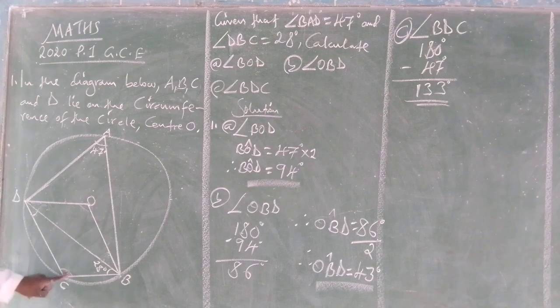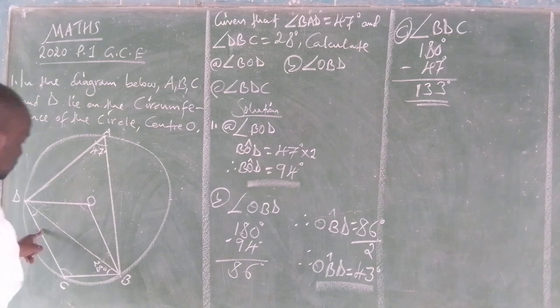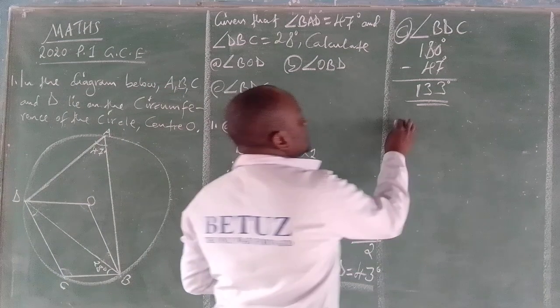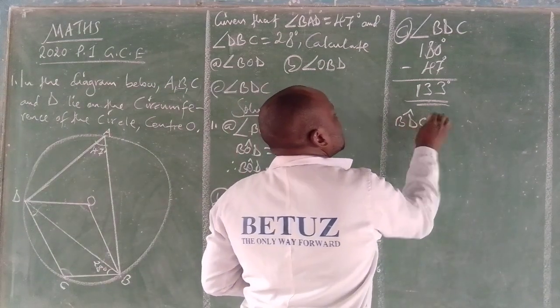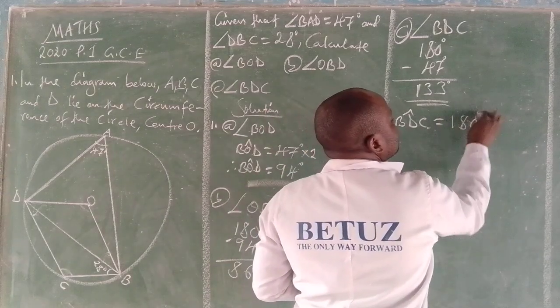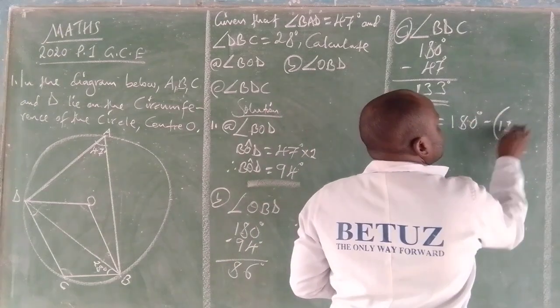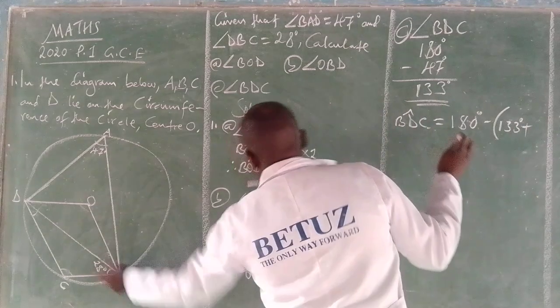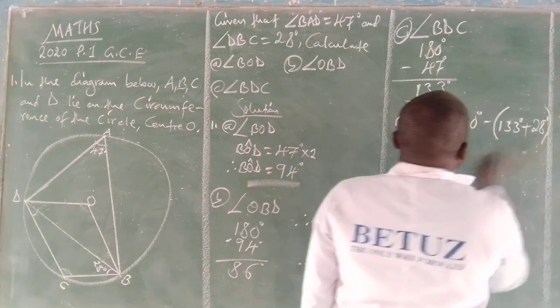So now, if this is 133, then now, to find the angle that we need here, we are going to consider what we call this triangle BDC, the triangle inside here. So now we all know that the sum of angles in a triangle is equal to 180. Therefore, 28 plus 133 plus the angle we're looking for here will give us 180. So the angle that they want, which is BDC, is equal to 180 degrees minus 133 degrees plus this angle here, 28 degrees.